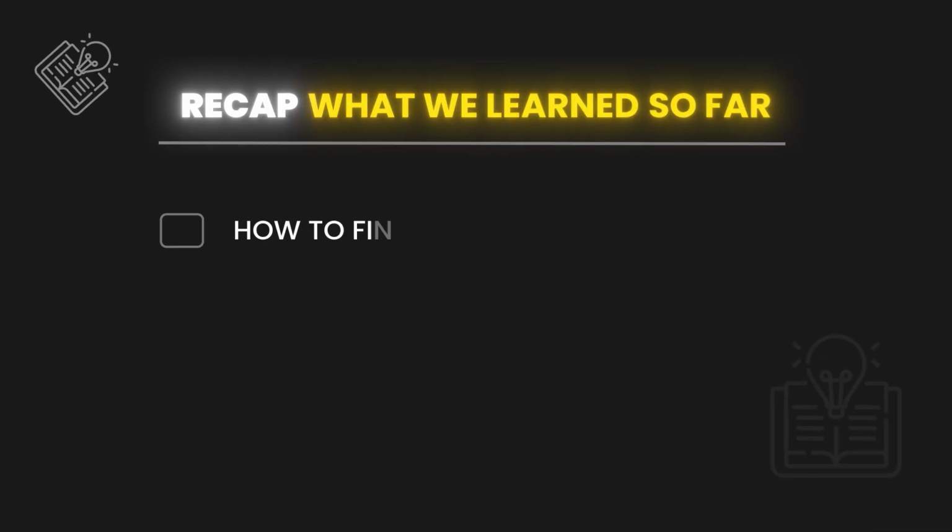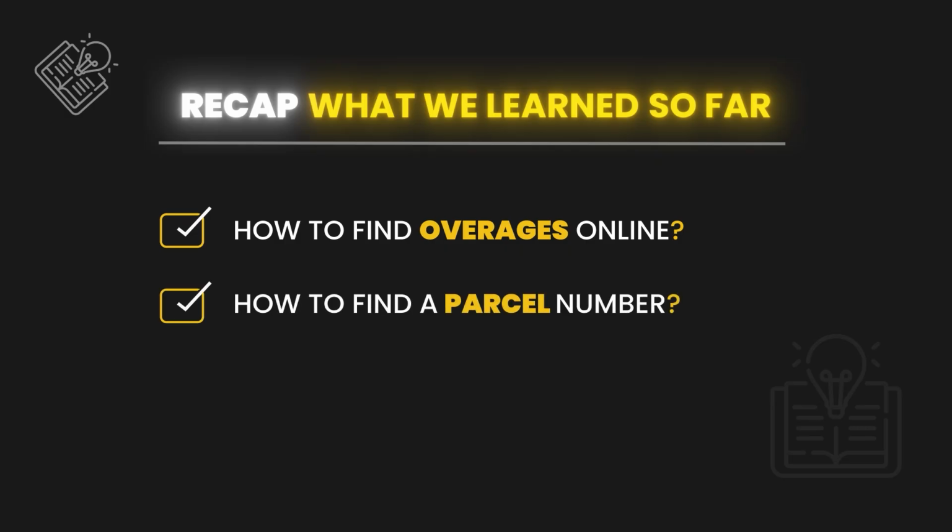Okay, so let's recap what we learned so far. We've learned how to find overages online, either through lists or auctions, and we were really focusing on finding the parcel number. Every list will have a parcel number, and on the auction, it'll also have a parcel number. And this is our starting point in order to locate the previous homeowners.